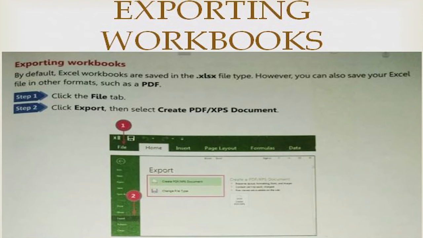Next one is exporting the workbooks. By default, Excel workbooks are saved in the .xlsx file type. However, you can also save your Excel file into other formats such as PDF. You can export your workbooks. Click on the File tab, click on Export, then click Create PDF or XPS Document. By using this option, we can export our Microsoft Excel documents into other kinds of documents.